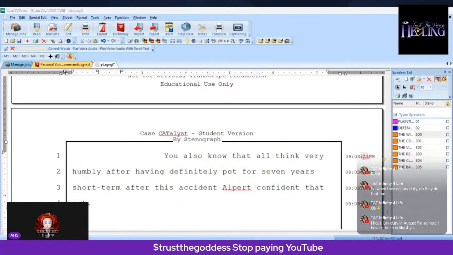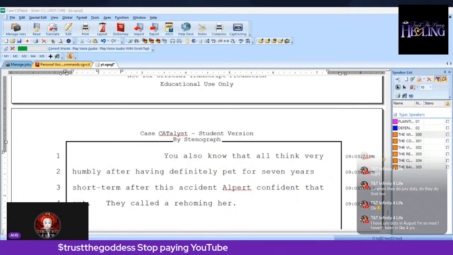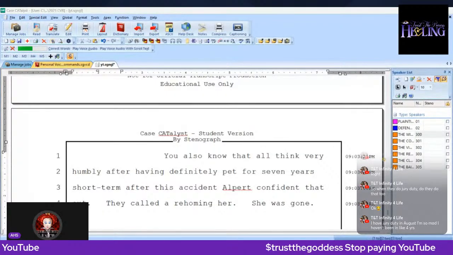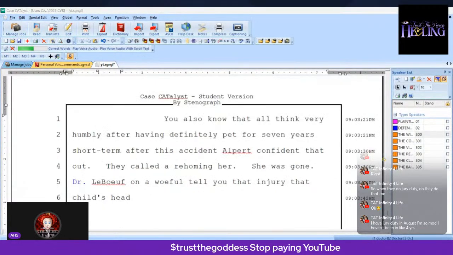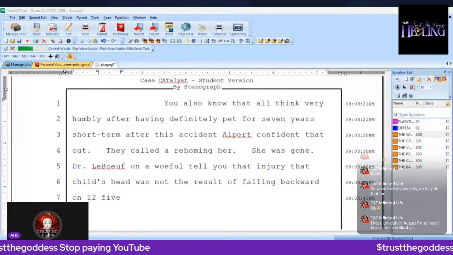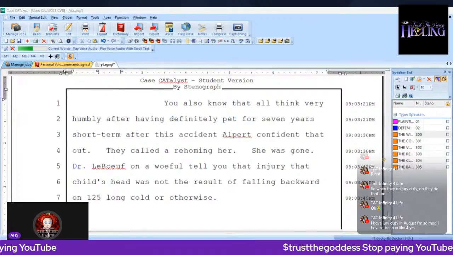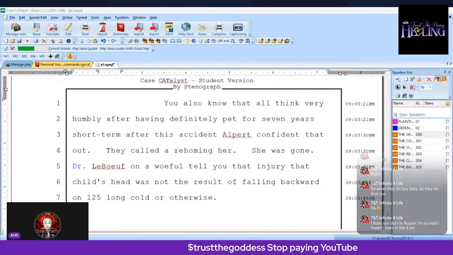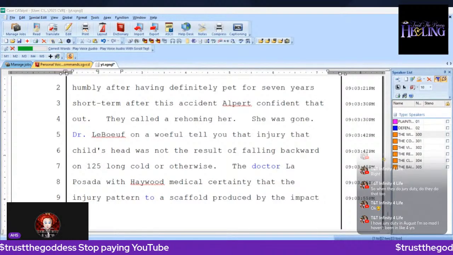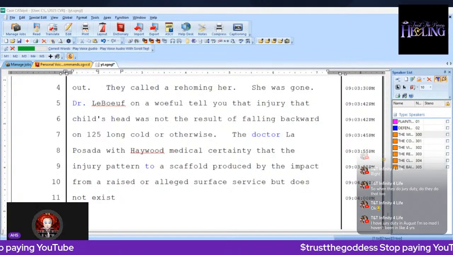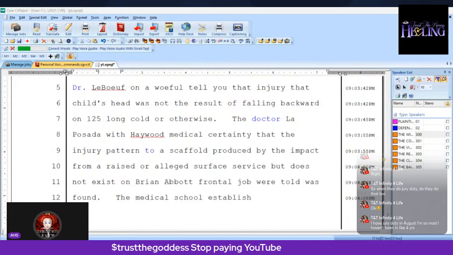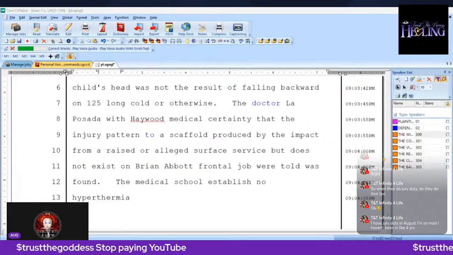But she was gone. Dr. Lobosada will also tell you that the injury to John's head was not the result of falling backward onto a flat lawn, cold or otherwise. Rather, she will tell you with medical certainty that the injury pattern to his scalp was produced by an impact from a raised or ledged surface, a surface that does not exist on Brian Albert's front lawn where John was found. The medical evidence will establish no hypothermia, no injuries from a car strike, no collision with a motor vehicle.